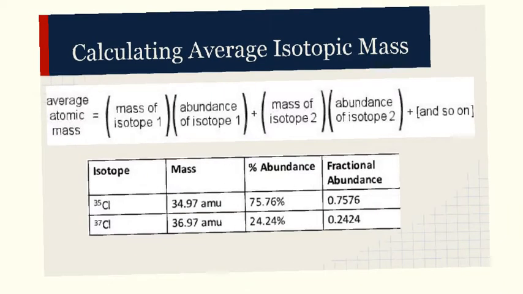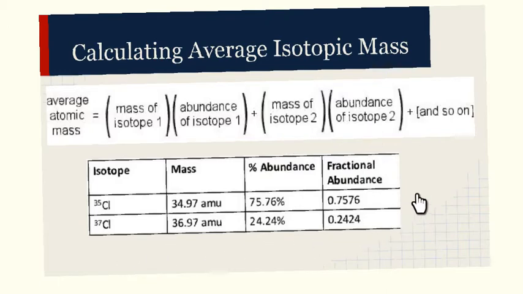First, you would look at the mass of the first isotope. In this case, 34.97 is the mass of our first isotope, and we'd multiply it by the abundance. But we don't want to use the abundance here. We want to use the fractional abundance. Then we would add the mass of the second isotope multiplied by its fractional abundance. If we had more than 2 isotopes, we would continue the pattern. We would do mass of each isotope by its fractional abundance.